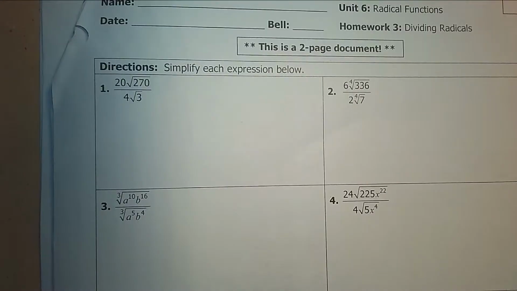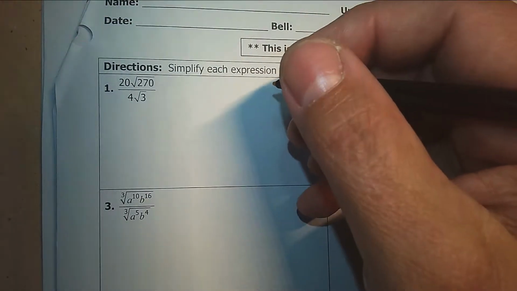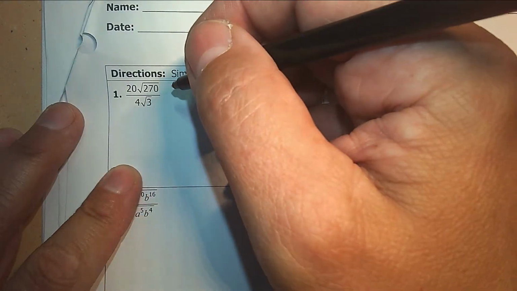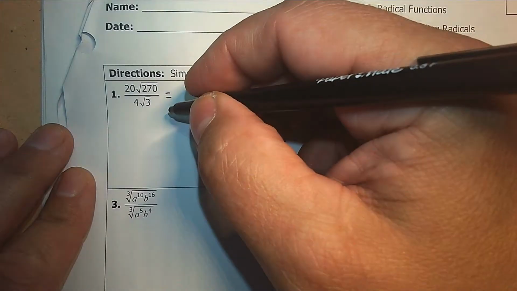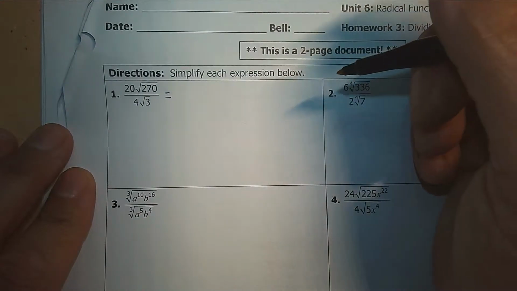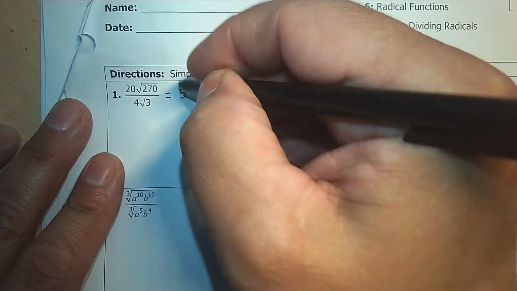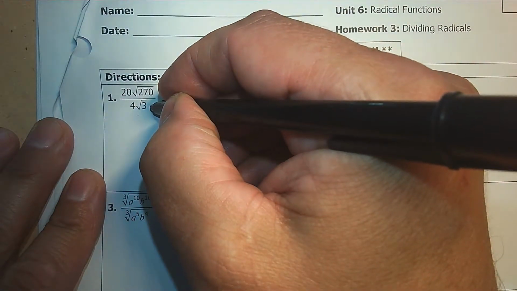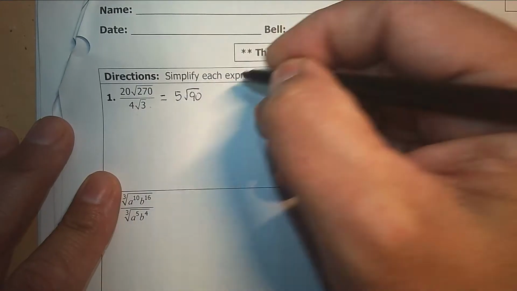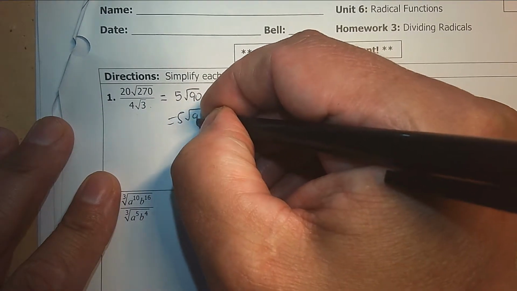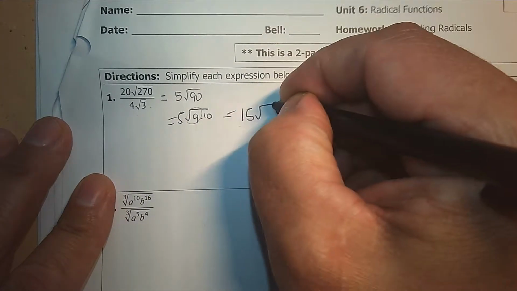Alright, here is your homework on dividing radicals to practice that skill. So first, look to see if we can simplify before we have to multiply and rationalize the denominator. So 20 divided by 4 is 5. 270 divided by 3, well 3 goes into 27, 9, so it's 90. And then 90 is 9 times 10, so the square root of 9 is 3 times 5 is 15 root 10.